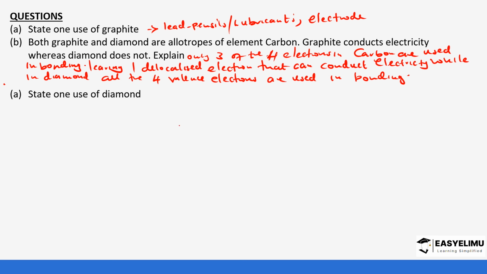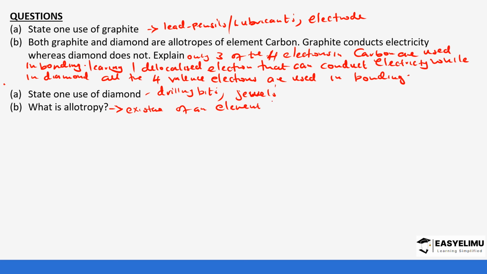So state one use of diamond. It's used to make drilling bits. It can also be used to make jewels. What is allotropy? So this is the existence of an element in more than one form in the same physical state.